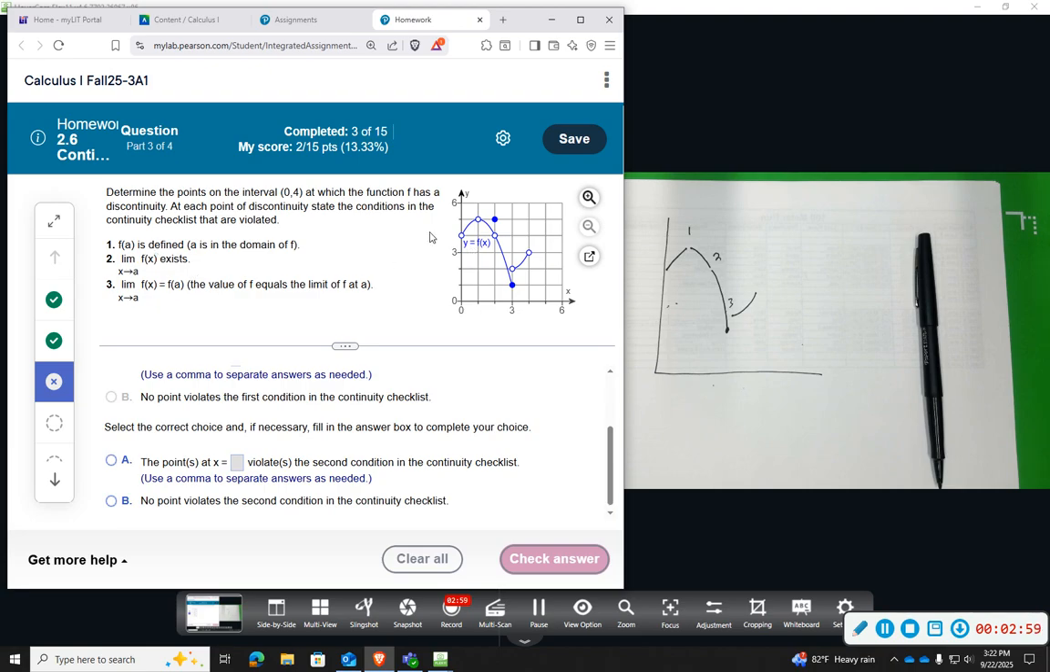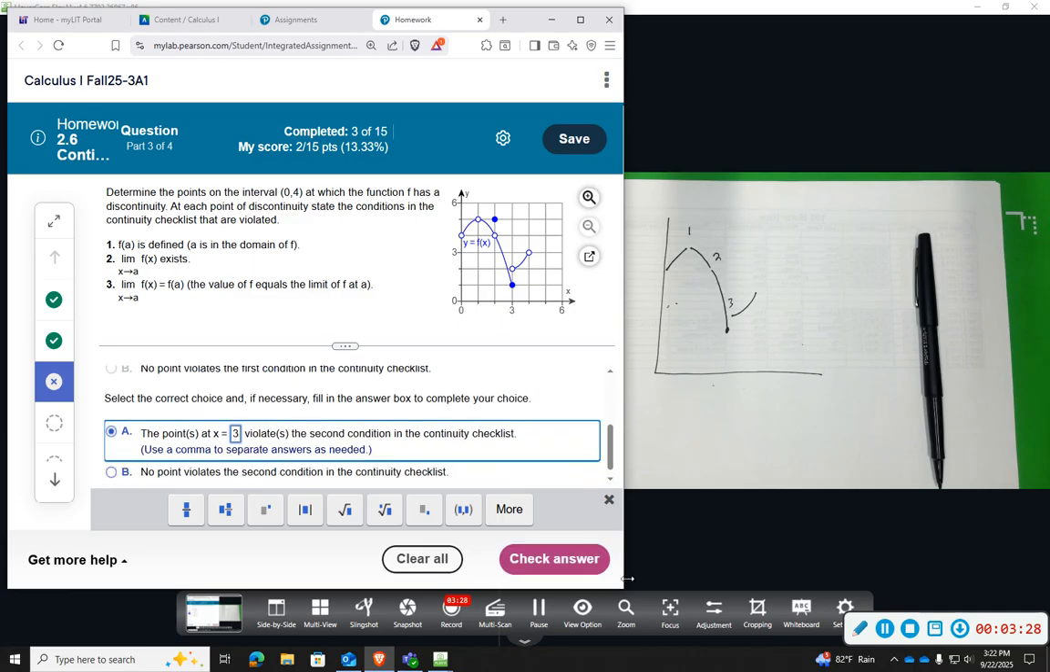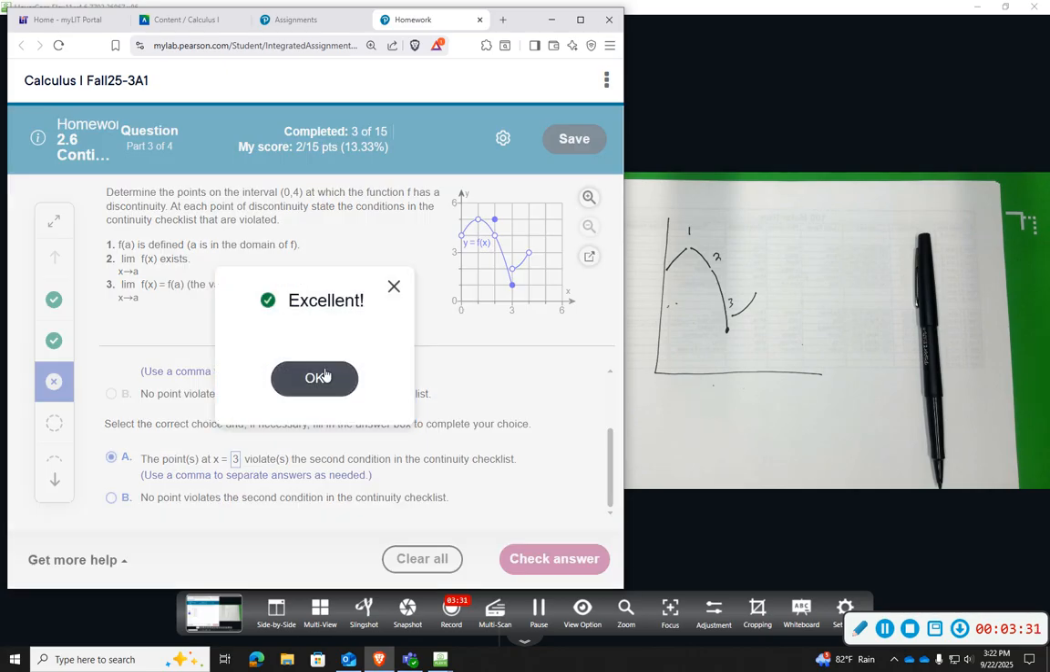The points that violate the second condition, so the limit of f of x exists. We talked about limits. The left and the right hand side of the graph have to be approaching the same y value, and that is true for every point except 3. Approaching 3 from the right, we're going toward a y value of 1. Approaching 3 from the left, we end up at a y value of 2. Because these two go to different points, the limit doesn't exist, and that happens when x is equal to 3. So when x is equal to 3, it violates condition 2.